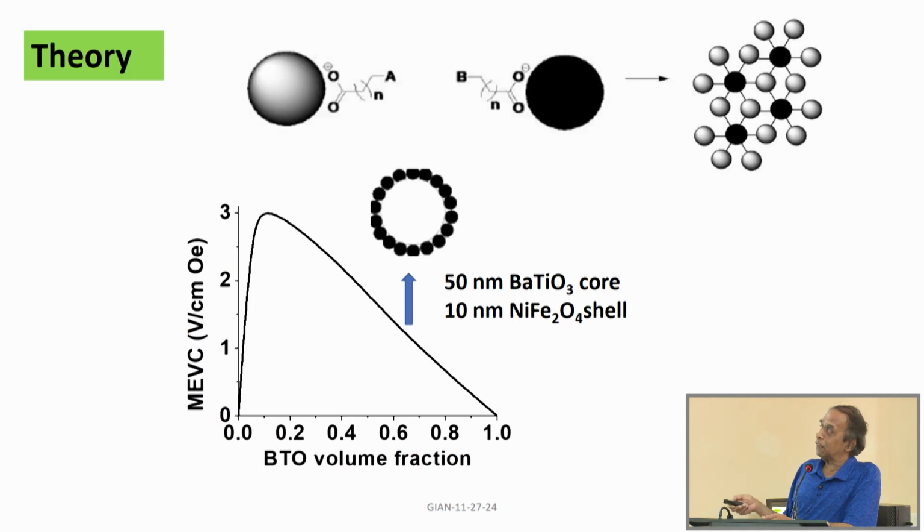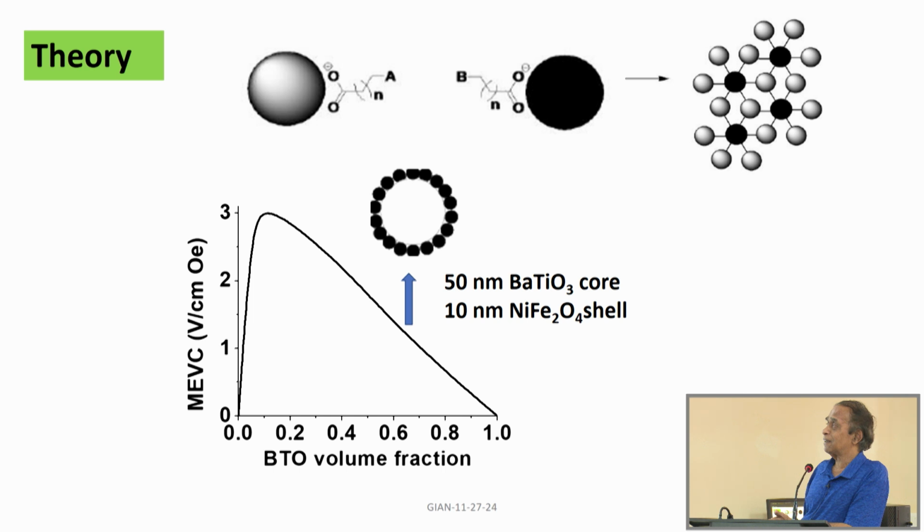We did some theory, and the theory predicted strong magnetoelectric interactions for coarser particles. For example, we did some simulation for a core of 50 nanometer barium titanate and a shell of 10 nanometer nickel ferrite, and we came up with a very strong interaction strength through the calculation of the ME voltage coefficient.